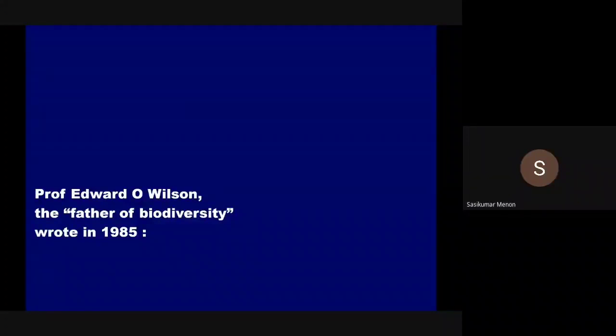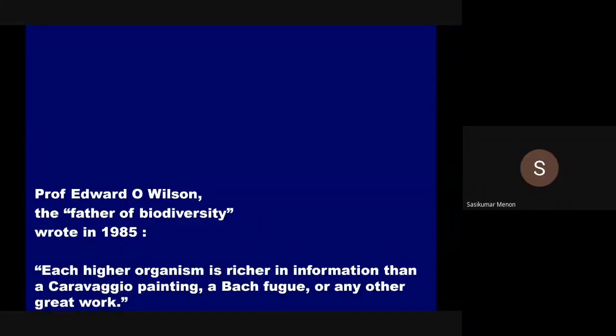Now, Professor Edward O. Wilson is identified as the father of biodiversity. In 1985, he wrote a very nice piece. He says each higher organism is richer in information than a Caravaggio painting or a Bach fugue or any other great work. Now, what does he mean by this?